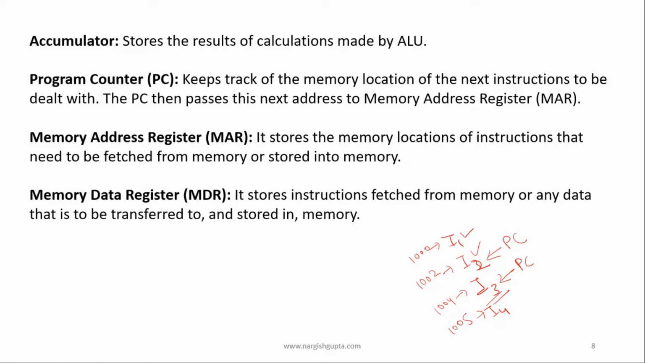Then we have memory address register. It stores the memory location of instructions that need to be fetched from memory. So whenever we need any instruction or any data, we need to send the address of that particular data. So memory address register keeps the addresses only. Then as the memory address register is responsible for storing the addresses, memory data register stores the data.